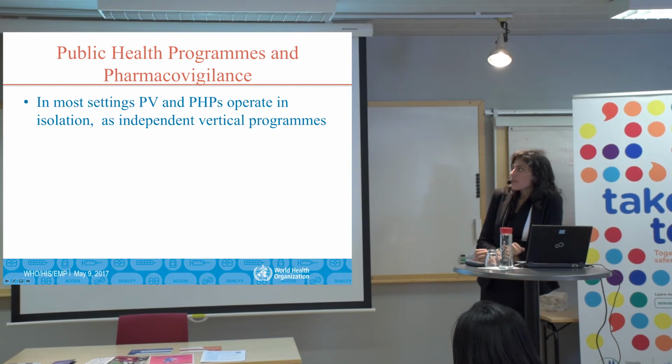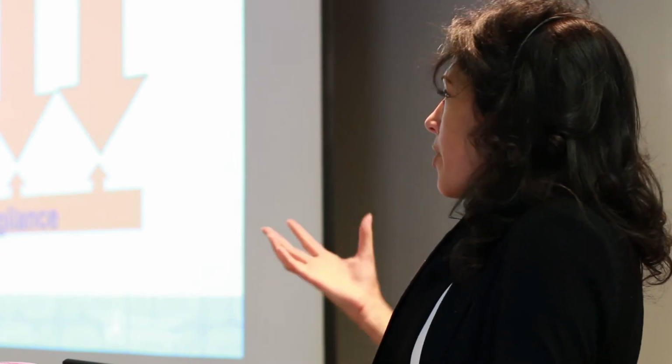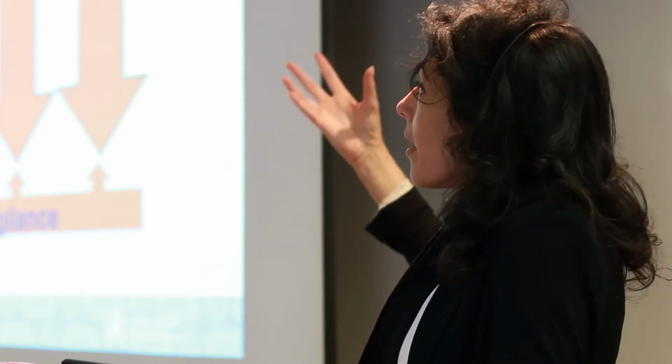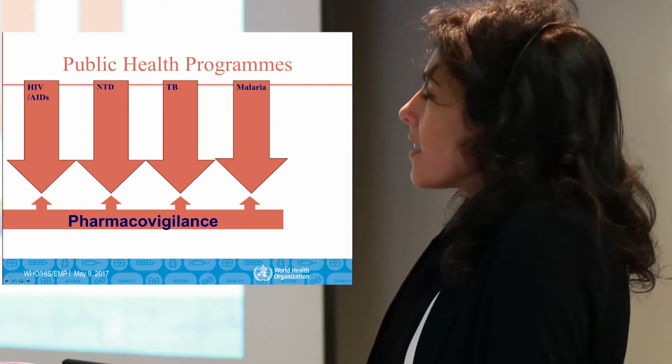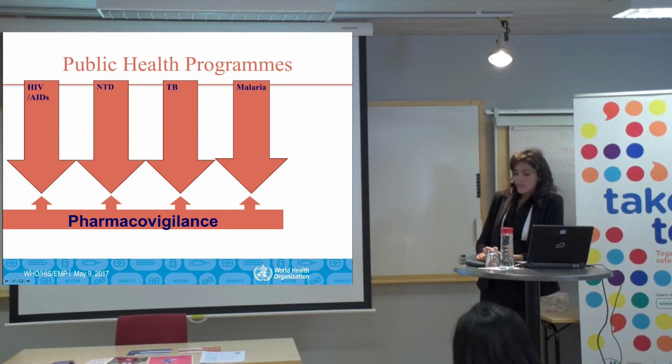And then, so in most settings, PV and PHP operate in isolation. So you have the public health programs, they're doing their own thing, and the PV are doing their own thing. And they're not integrating together. And so if you look at pharmacovigilance, these are some of the disease programs that we, as our department, interact with all the time. So HIV, NTD, neglected tropical diseases, TB, and malaria. And so pharmacovigilance can be for all of them.